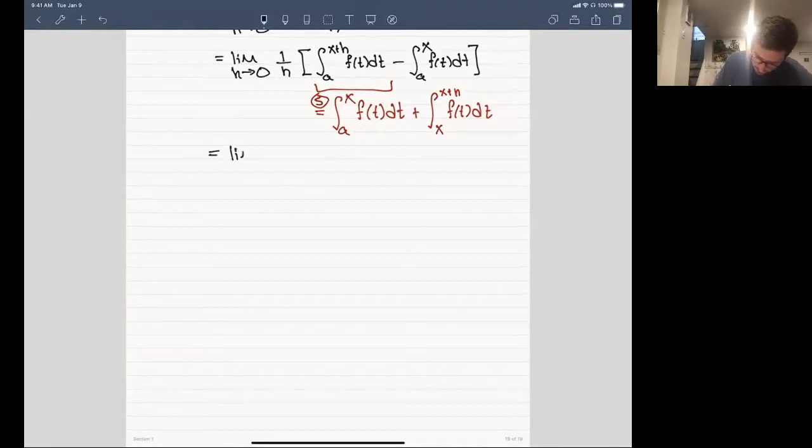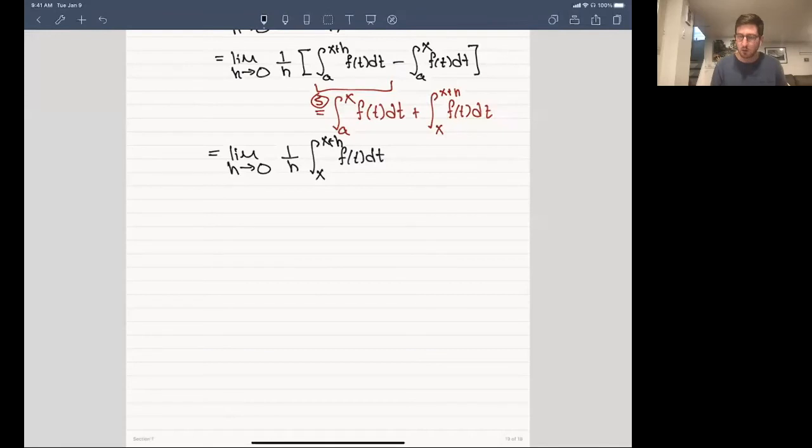We're left with the limit as h goes to 0 of 1 over h, and then the integral from x to x plus h of f of t dt. Okay, this is sort of shaping up nicely. But the question is, how do I finish this? Because it's not quite clear to me what's going to happen as h goes to 0.